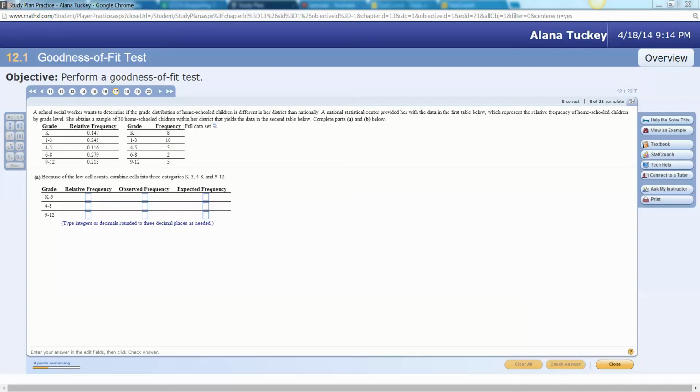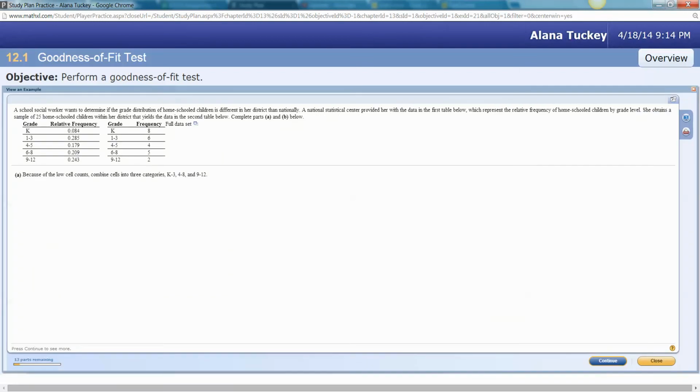Okay, so we have a school social worker who wants to determine if the grade distribution of homeschooled children is different in her district than nationally. A National Statistical Center provided her with the data in the first table below, which represents the relative frequency of homeschooled children by grade level, and then she obtains a sample of 30 homeschooled children within her district that yields the data in the second table below. Complete parts A and B below. All right, so I'm going to view an example, but it'll work very similarly to the problem.